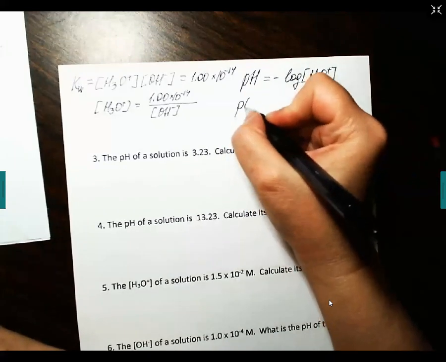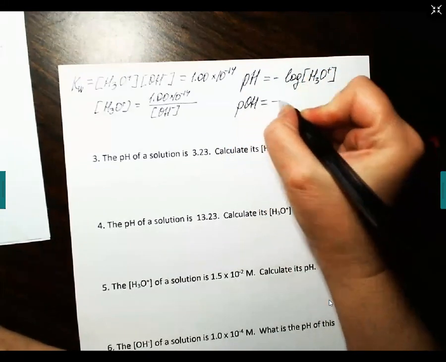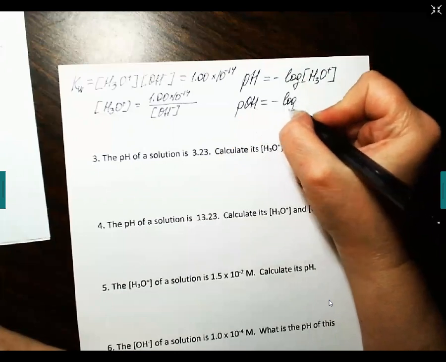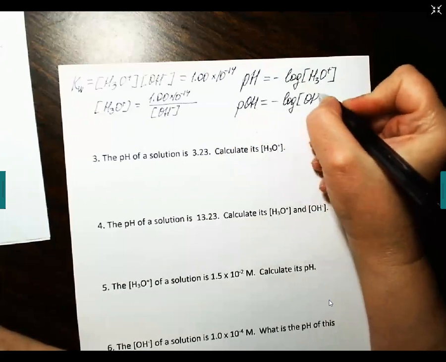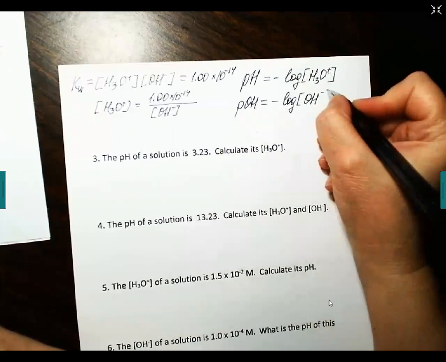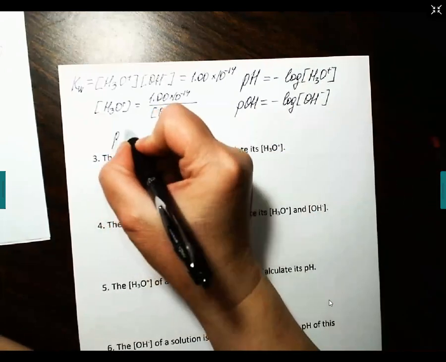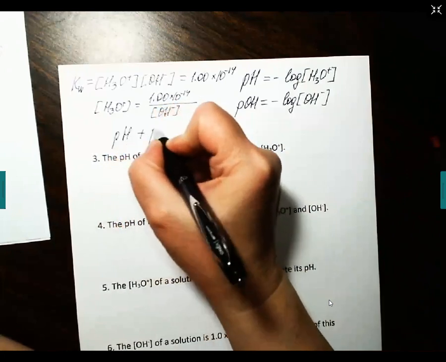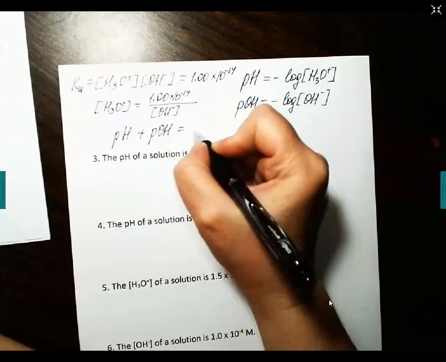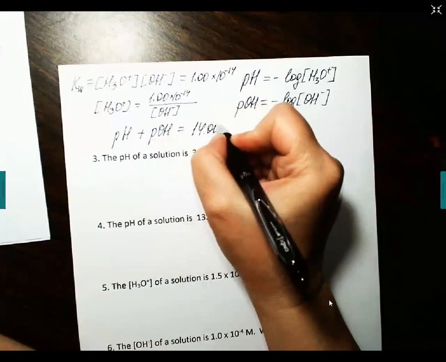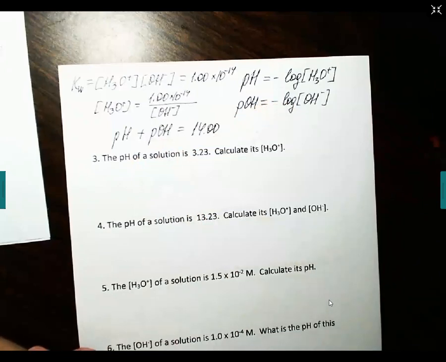The same way, pOH equals the negative decimal log of the concentration of hydroxide ion. And if we add pH and pOH, it will give us 14. Now for pH, we use the following rule.